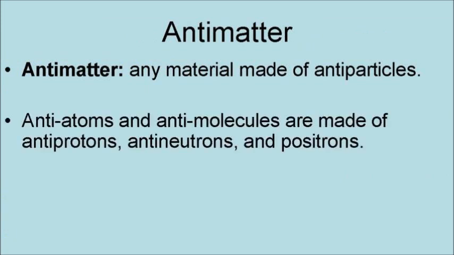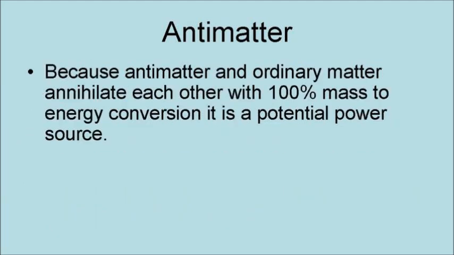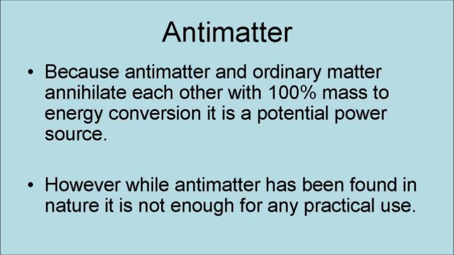Antimatter is any material made of antiparticles. Antiatoms and antimolecules are made of antiprotons, antineutrons, and positrons. Antimatter actually exists, but is produced largely in particle accelerators. Because antimatter and ordinary matter annihilate each other with 100% mass energy conversion, it is a potential power source. However, while antimatter has been found in nature, it is not enough for any practical use.